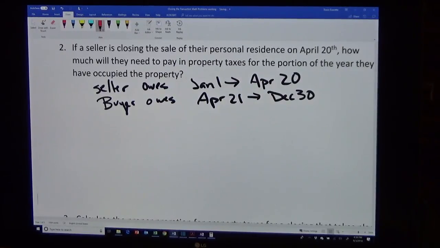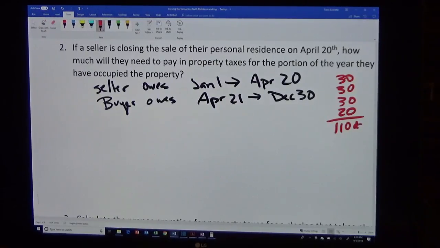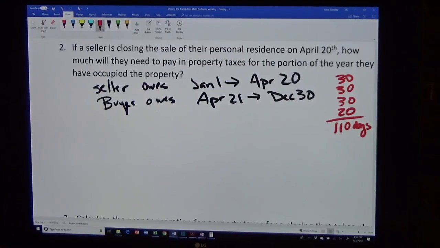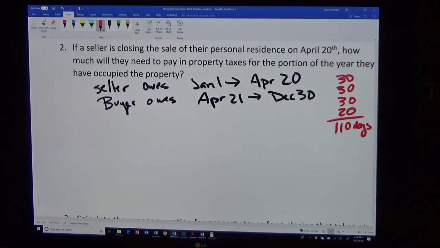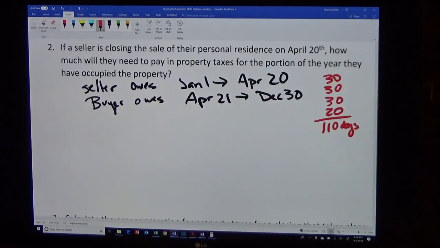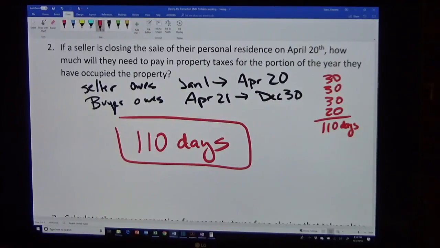So for the seller's portion, and again, it doesn't matter who they're asking me for, I'm always going to do the seller's portion because it's the easier one to figure. It's 30 days in January, 30 days in February, 30 days in March, and 20 days in April. That's 110 days for the seller. Since they didn't give us any number, how much do they owe? They owe for 110 days worth of taxes.